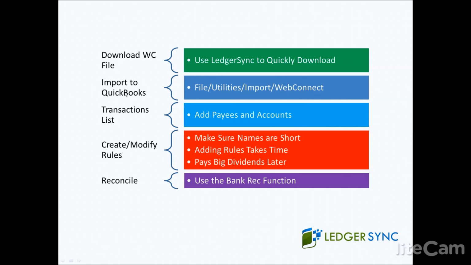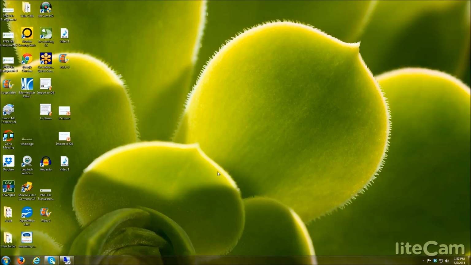We're then going to import that into QuickBooks by going to File, Utilities, Import Web Connect. We're going to take a look at the transactions list and add payees and accounts to the transactions that are not coded by rules. I'm going to take you through how to create rules inside QuickBooks so that when you import transactions into the software, QuickBooks begins to learn and understand what certain transactions are month after month, and does that work for you. And also a little bit about the reconciliation functions once you're done doing your imports. So I'm going to end this and take you into the software now.